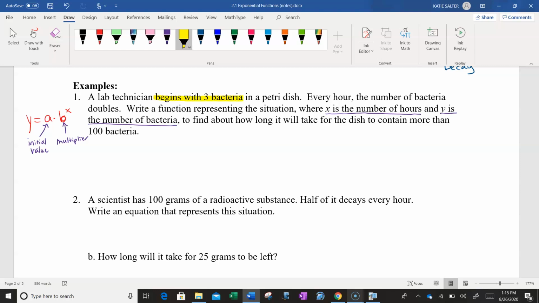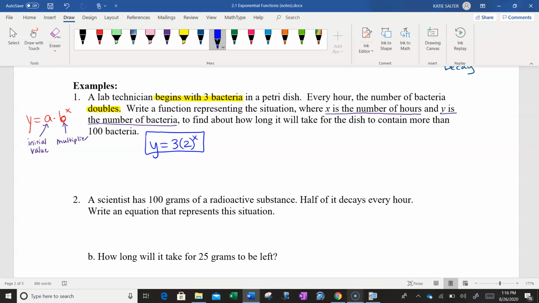So when it begins with 3 bacteria, that gives us our initial value. It also then says every hour the number of bacteria doubles. So we know that the multiplier in this case would be 2. So we'll put this function together and we get y is equal to 3 times 2 raised to the x.